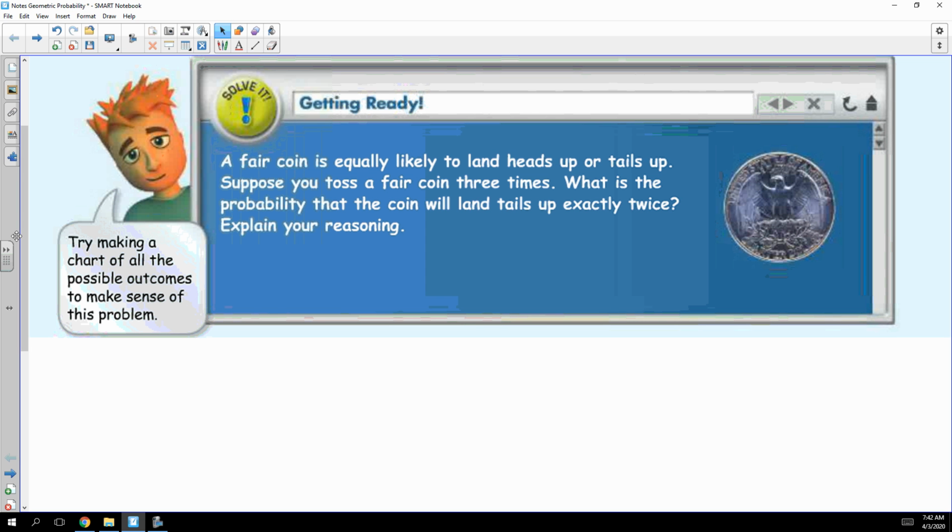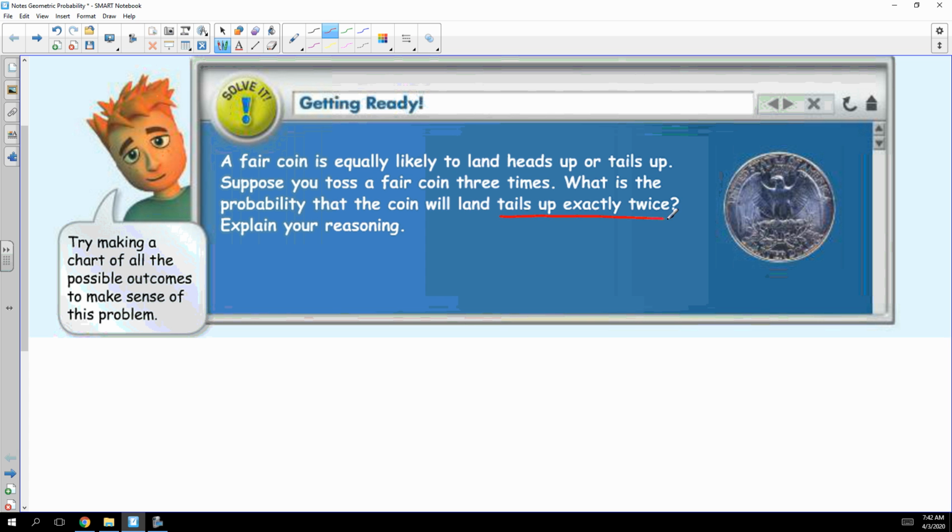So let's talk about this problem. You've got a fair coin, equally likely to land heads up or tails up. What it means to be a fair coin is that it's not weighted, it's not a trick coin, it's not going to necessarily land on one side more often. So both sides have an equal chance of coming up. Then we're going to take one fair coin and toss it 3 times. What's the probability that the coin will land tails up exactly twice?